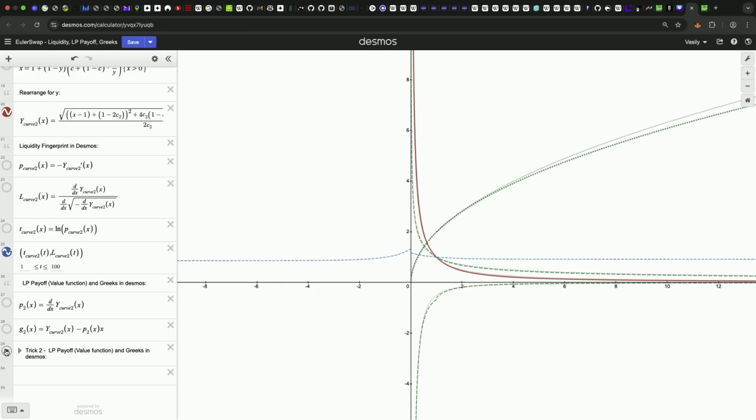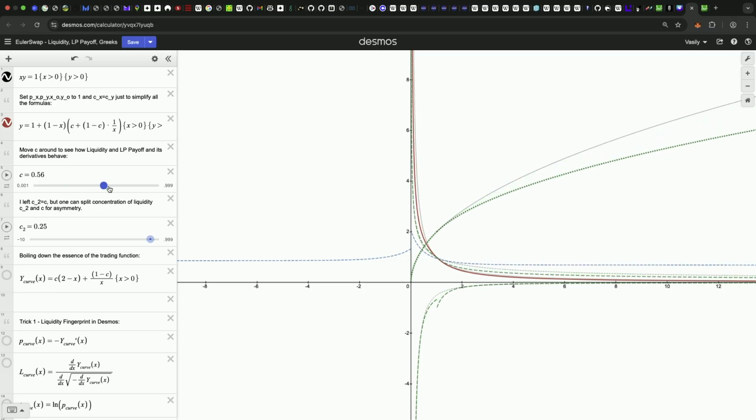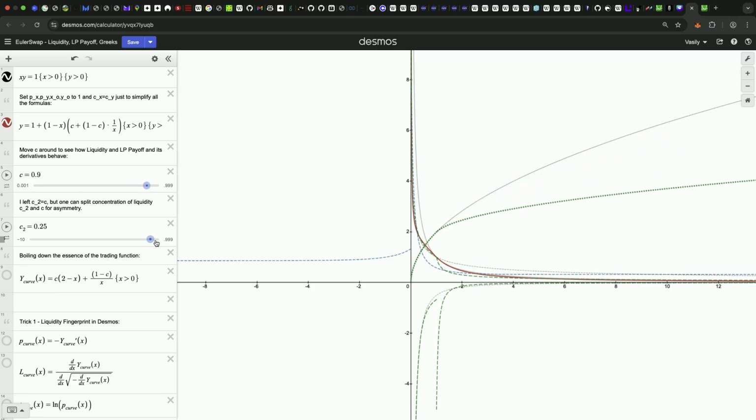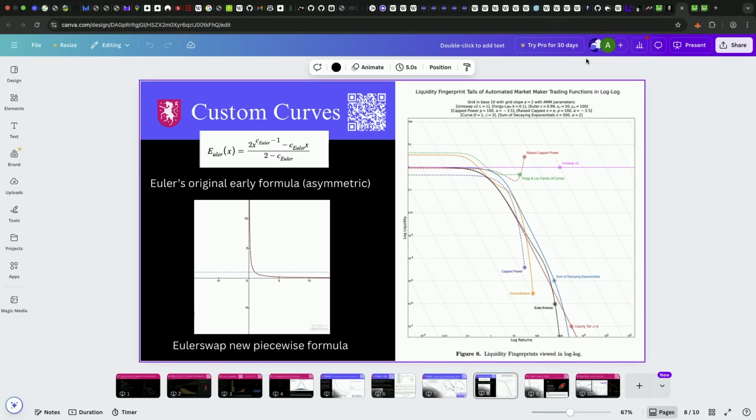Another interesting trick here is you can see how its payoff structure, in this case in green, mimics that of EulerSwap. And then what you can do is concentrate it. It's a split function. There you go. So that's how EulerSwap works. These are the custom curve cases.